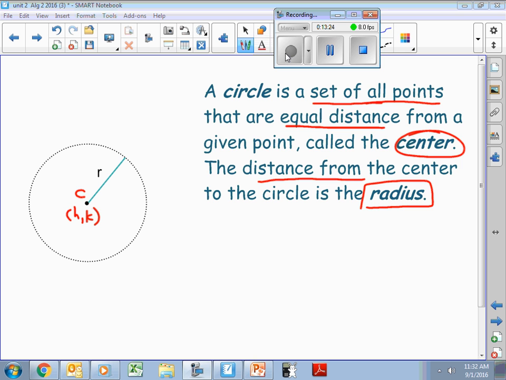Let's see. Oh, the formula. Let's write down the formula. There's the x squared plus the y squared equals the r squared. That's the official formula.